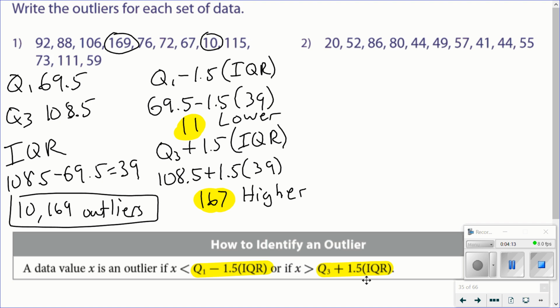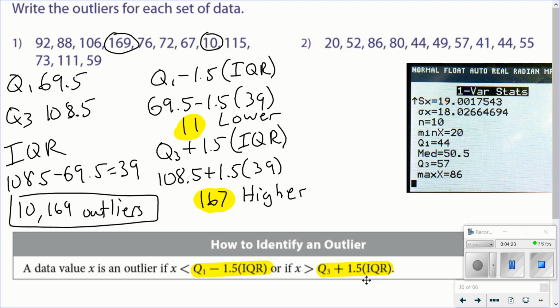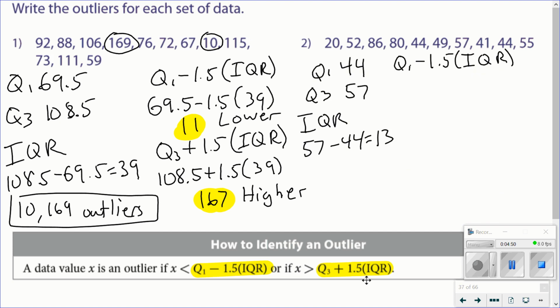Let's take a look at another example. So again, the first thing I want to do is take my data and put it into my calculator. Okay. Once I put it in my calculator and go on to stat, calculate, one var stats, tab all the way down, and I'll see my Q3 and my Q1. And that's all I need, my Q3 and Q1, in order to get this done. And then I'll find the IQR by subtracting those two. So I have 44 for Q1, 57 for Q3, and my IQR is going to be 13.